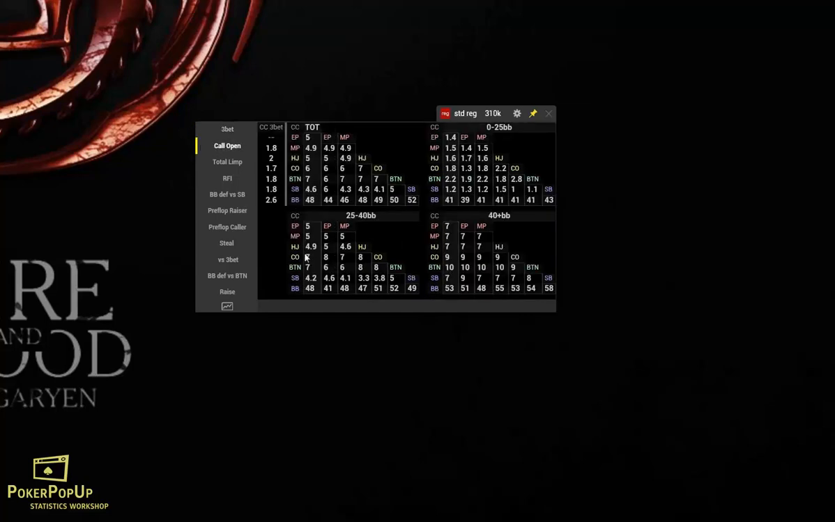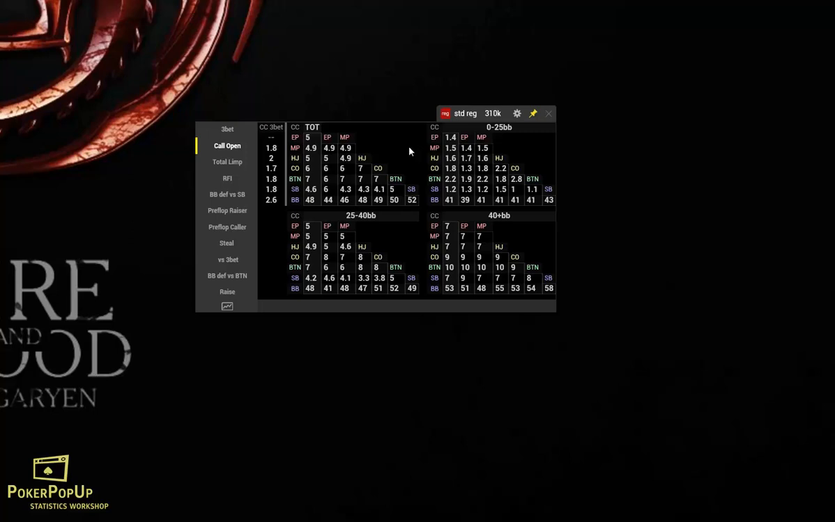Next comes call open, cold call. Here we can see the overall cold call, as well as split by different stack depths. Here we don't consider all-ins. These are only cold calls against regular raises, not biased by all-ins.